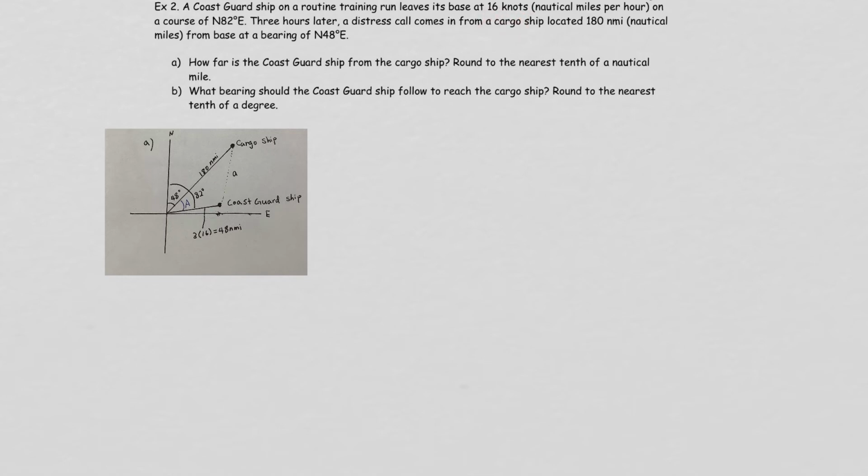But then the problem is going to ask you to find the nautical miles. In order to change from knots to nautical miles, you need to do 3 times the 16, which is going to give you 48 nautical miles. So just make sure you have the same unit to start with.